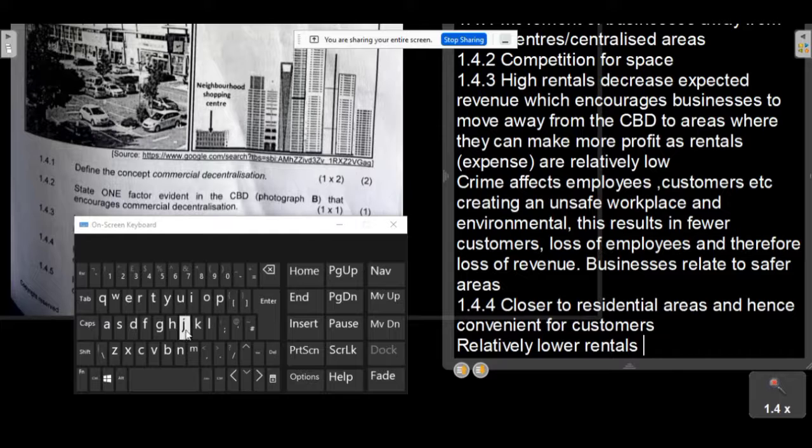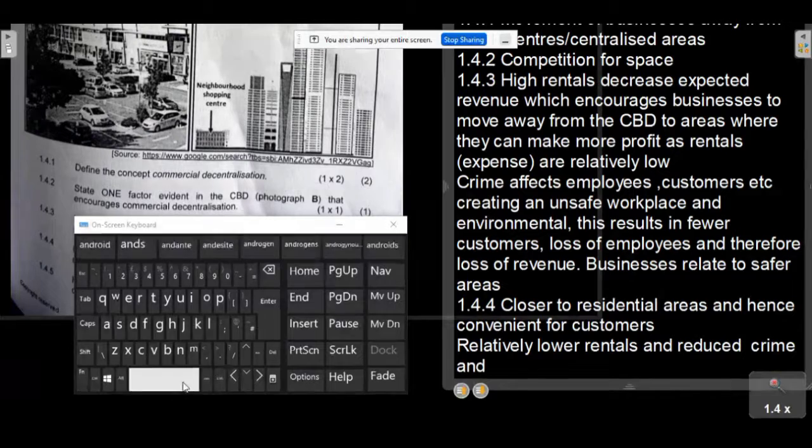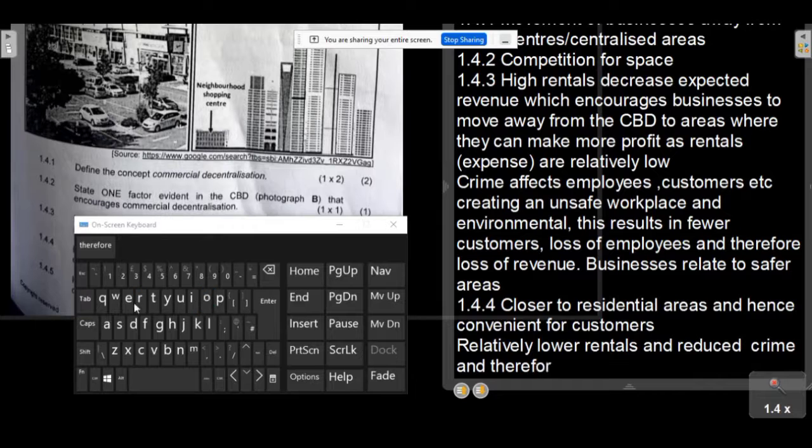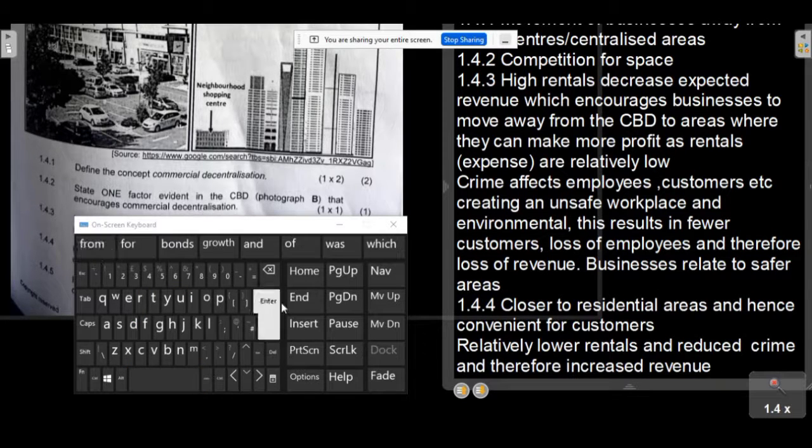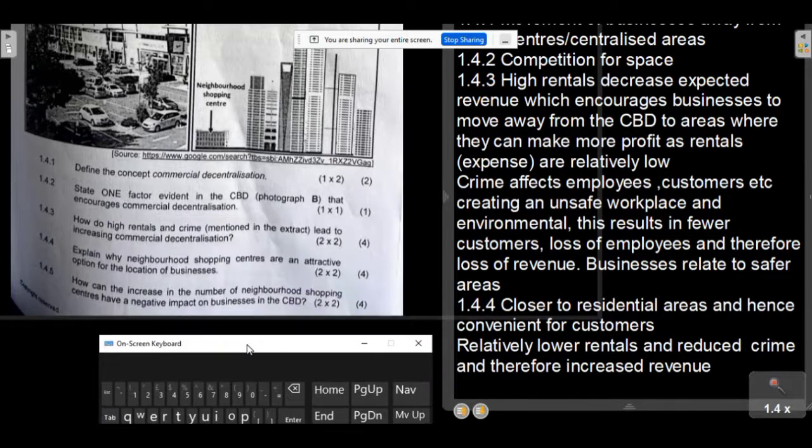And reduced crimes, because these areas, guys, usually have private security companies going around, so it's much safer. And therefore increased revenue.